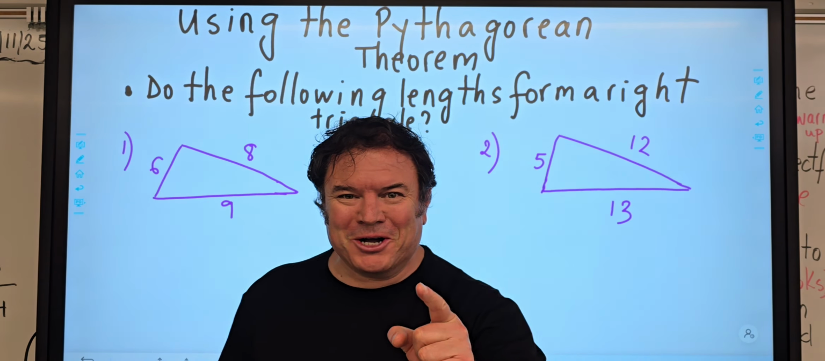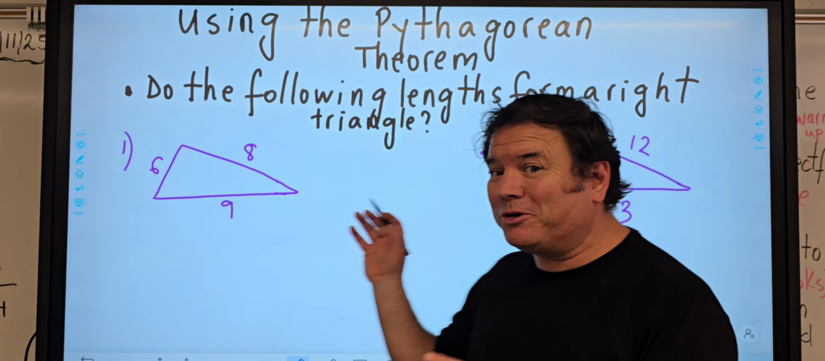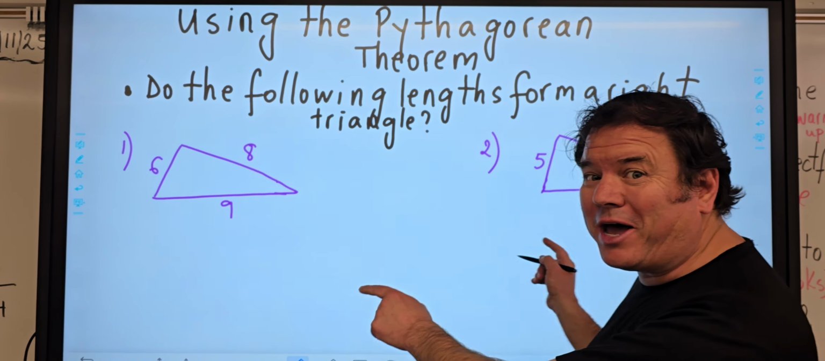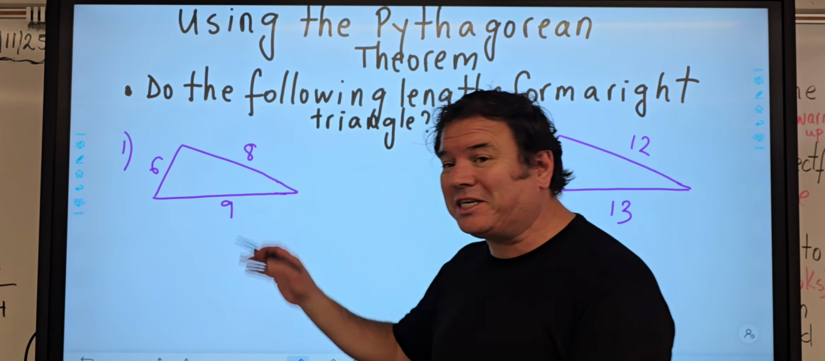Dobrescu, to the rescue. Today we are going to use the Pythagorean theorem to find out if the lengths in a triangle form a right triangle. Let's take a look at the first example here.